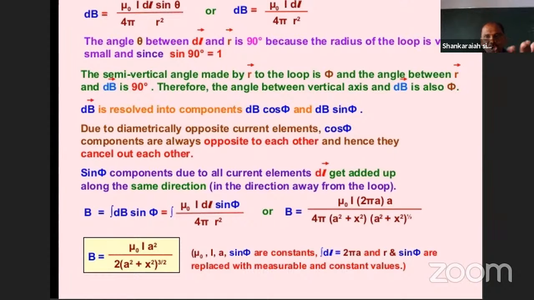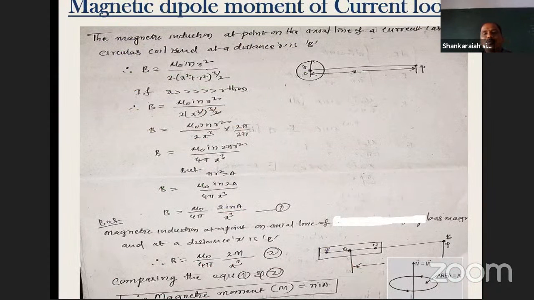Next, you go to the continuing concept, another application: magnetic dipole moment of a current loop. Listen carefully. This is a current loop. Here I have taken the radius of the coil as R. In the previous one, the radius of the coil was a. Got it, my concept here.